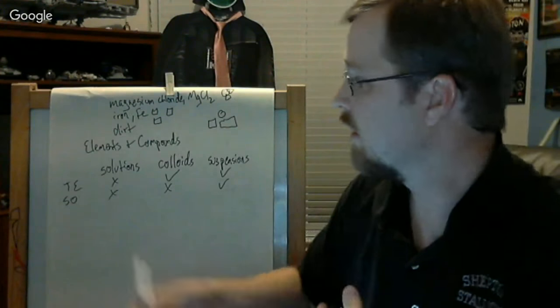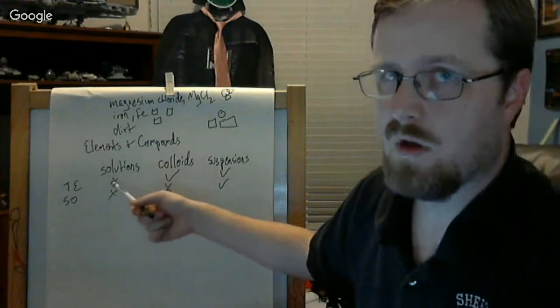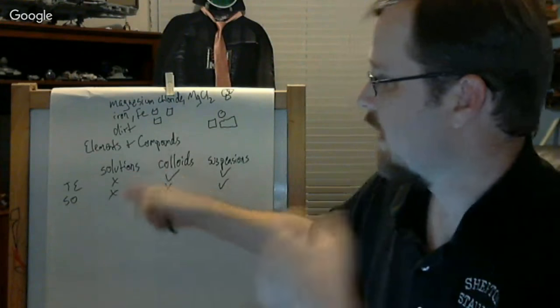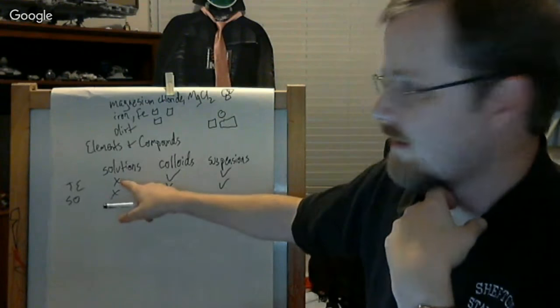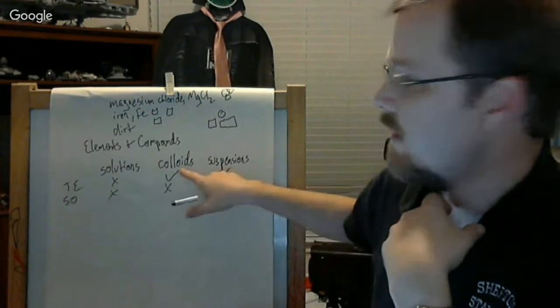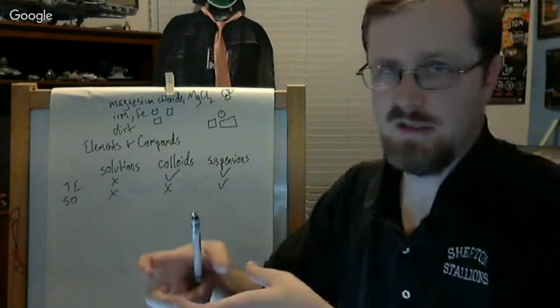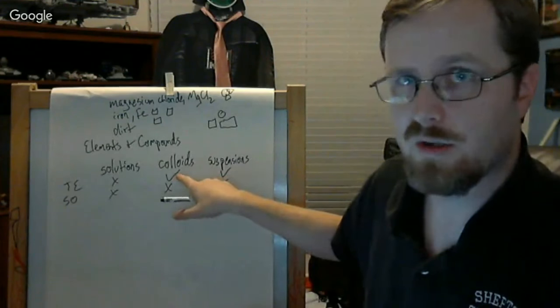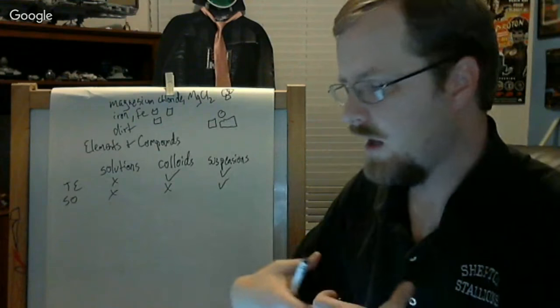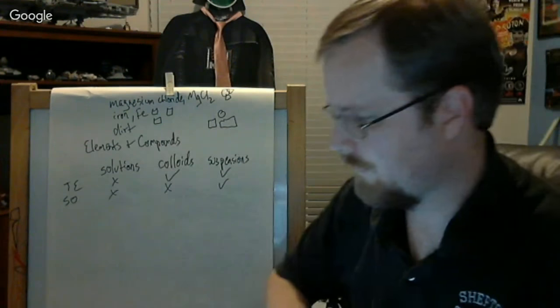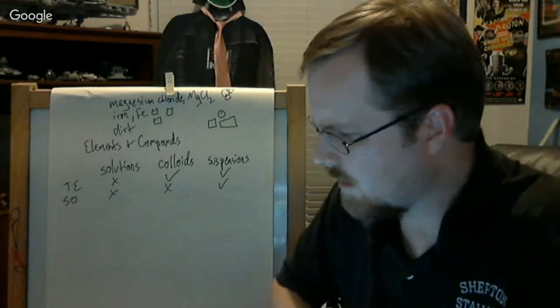Now, how do we know that? Well, solutions are the small particles because they're so small that gravity is not able to pull them out, and they're not going to disperse the light, so you're not going to see the Tyndall effect. For colloids, they are the medium-sized particles. So they're large enough to disperse the light and show the Tyndall effect, but they're still small enough to not settle out.